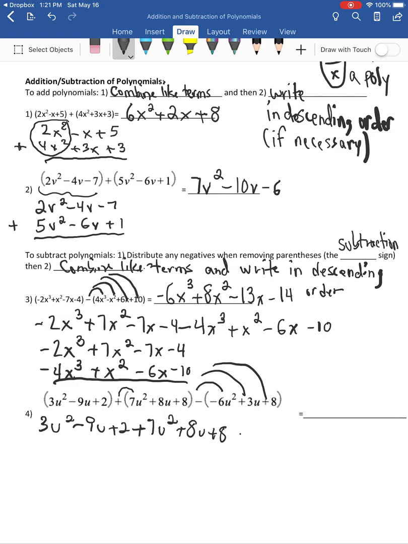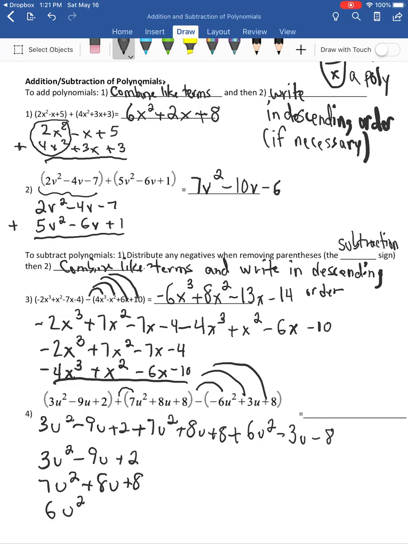So it's going to be plus 6u squared minus 3u, and then minus 8. Okay, so let's write like terms underneath each other. 3u squared minus 9u plus 2. 7u squared plus 8u, and then plus 8. 6u squared minus 3u minus 8.